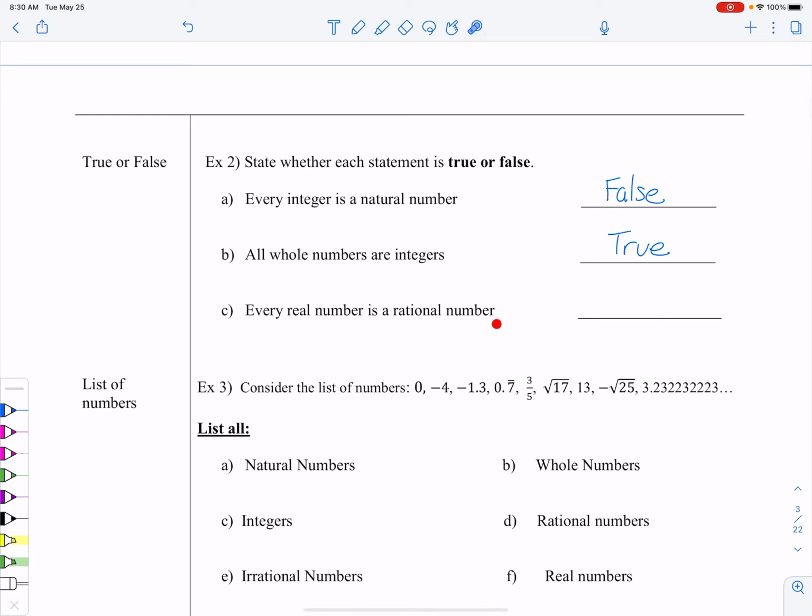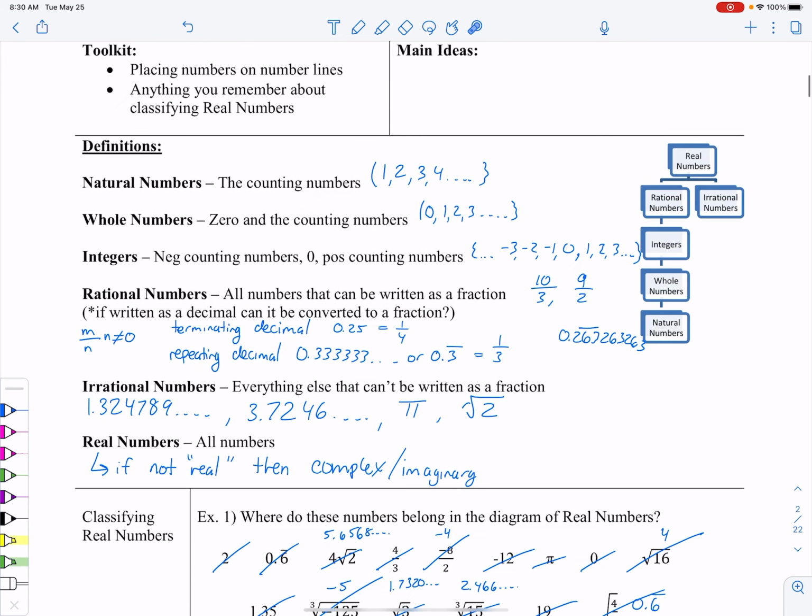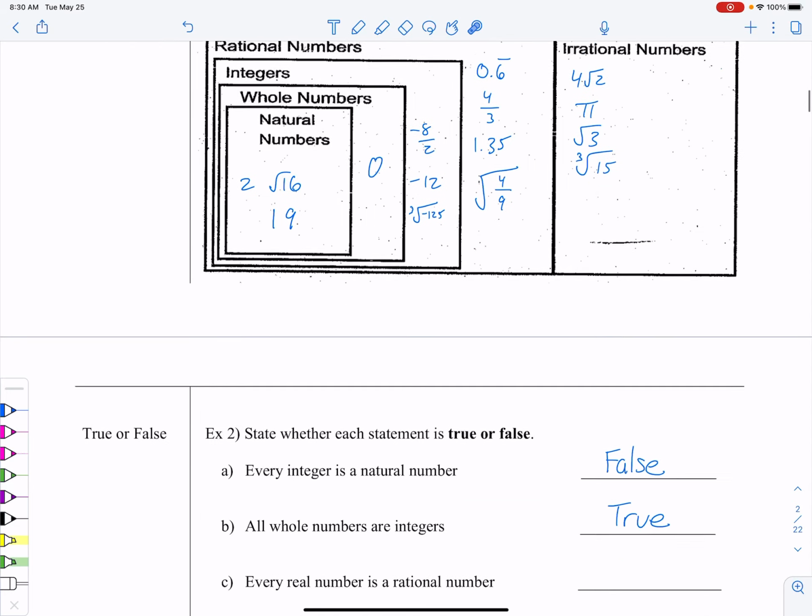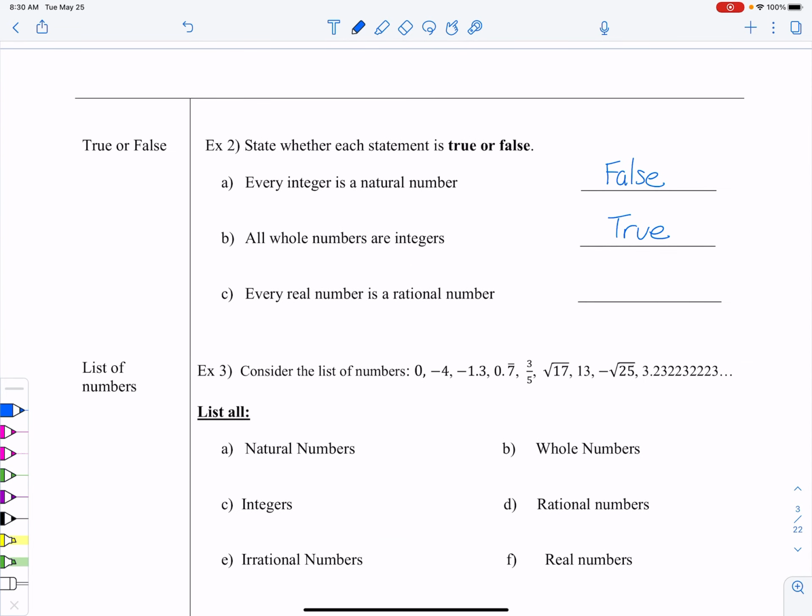Every real number is a rational number. So here we have, where are the real numbers? Here are the real numbers. That's all numbers and is a rational number. So that's not true because some real numbers, if you look here, it splits off. Some real numbers are irrational. They're not all rational. So that one would be false.